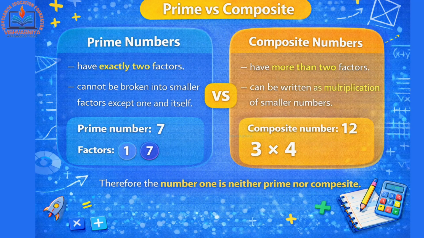Prime numbers have exactly two factors. Composite numbers have more than two factors. Prime numbers cannot be broken into smaller factors except 1 and itself. Composite numbers can be written as multiplication of smaller numbers.